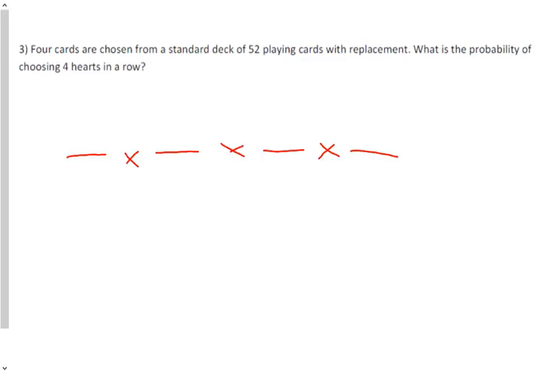Well, my first probability would be 13 hearts out of 52. Now, it says with replacement, so after I draw that, I'm going to put it back in and start over. If I said without replacement, the next deck would be 51 because I'd be 1 card short. I don't need to worry about that here. I'm just going to do that. And it's always going to be real small. In this case, it's 0.4%.